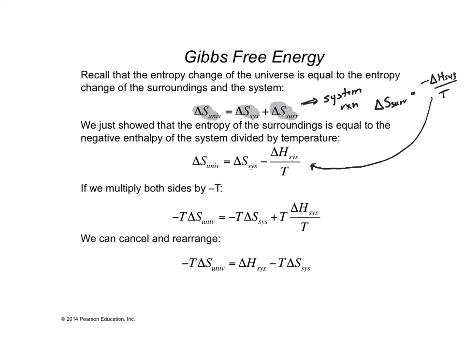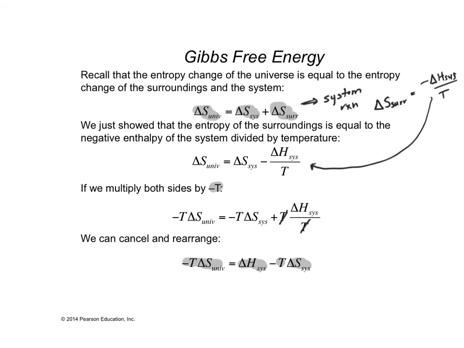I've just plugged in this relationship that we derived. Now the next thing I'm going to do is multiply both sides by minus T. Note here that my T's are going to cancel, and I'm going to be left with minus T times the entropy change of the universe is equal to the enthalpy of the system minus T times the entropy change of the system.